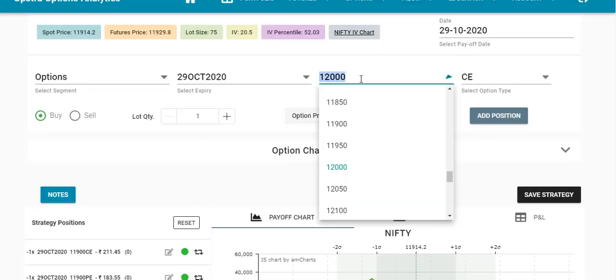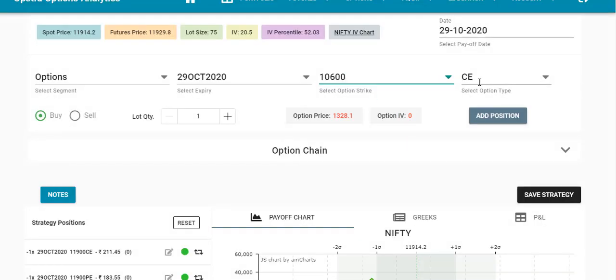And we need to buy put, sorry, 10,600, into buy.